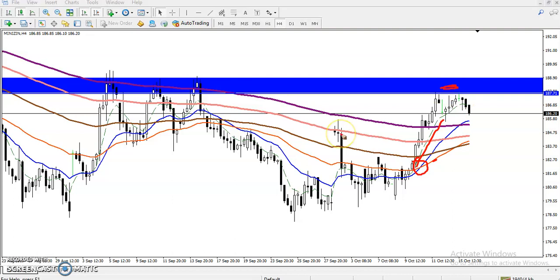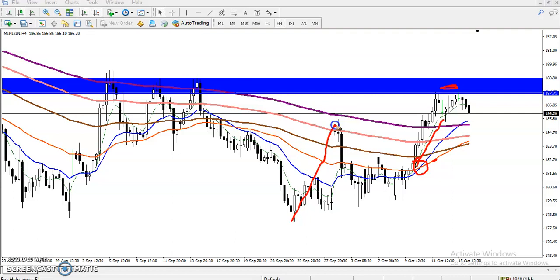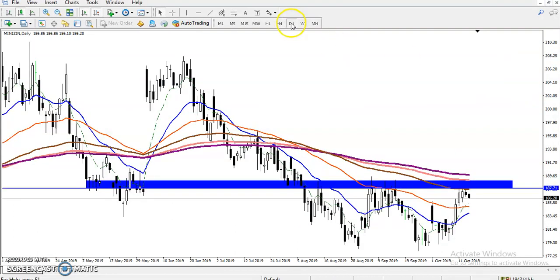Most are thinking, hey, they create a higher high, higher low, higher high, higher low, higher high. Not like that, right? So let me show you the zone of this market. Now we have seen, let me draw another zone.